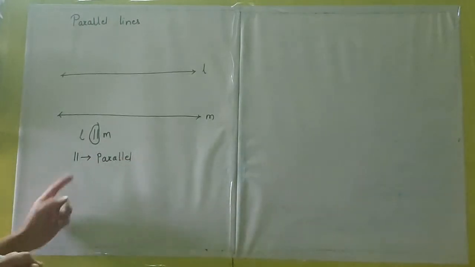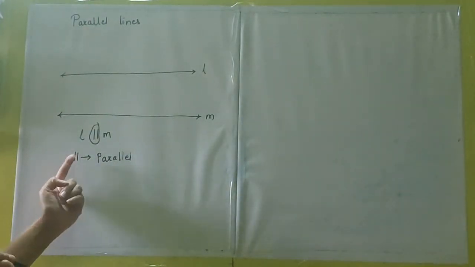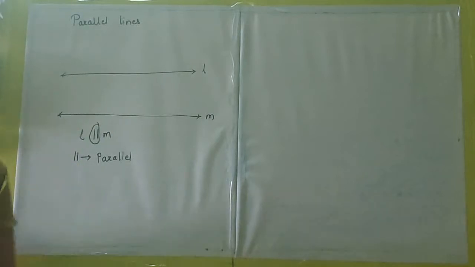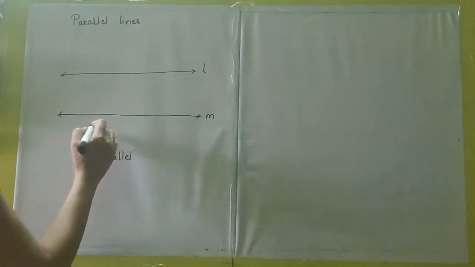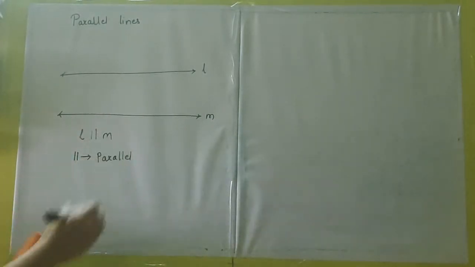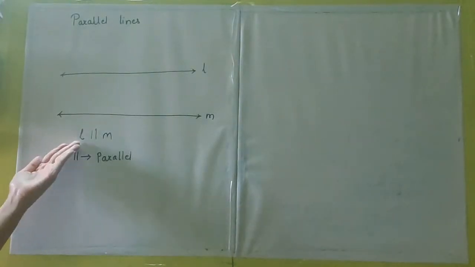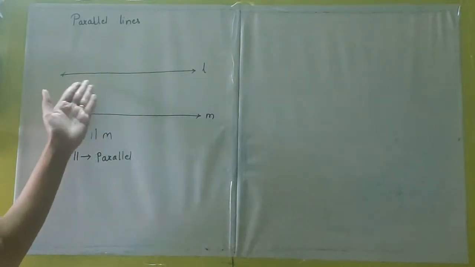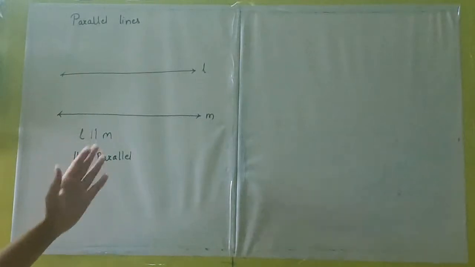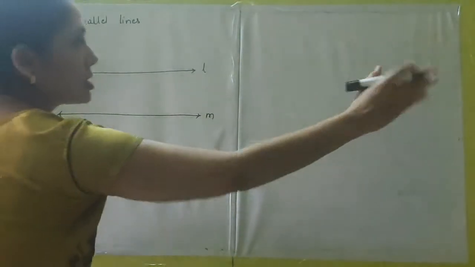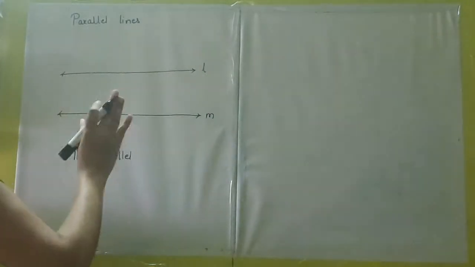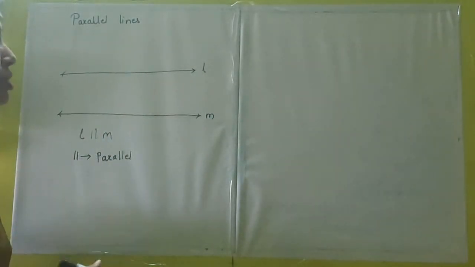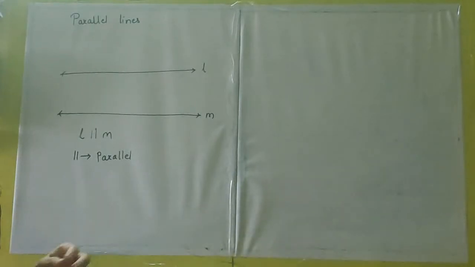If I want to show parallel lines symbolically, I use this symbol. So line L is parallel to line M. I am writing it properly. I will say that line L is parallel to line M if they never intersect each other in any case. You extend from this side or from this side. Even if you extend from either side, these lines will not intersect each other. Hence we call them parallel lines.